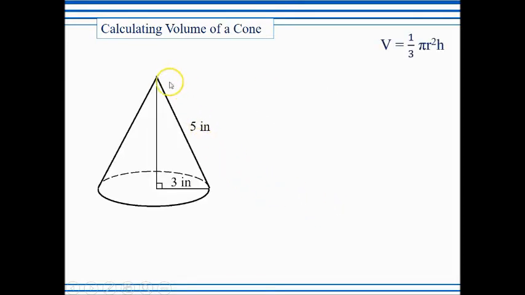The last one gives us the slant height, but not the height of the cone. So we first need to find the height of the cone. We know our formula uses 1/3 times pi times r squared times h, and this height for volume is the height of the cone. So we're going to use the Pythagorean theorem: a squared plus b squared equals c squared. We know that 25 is our c squared, and we know that 9 is our b squared.